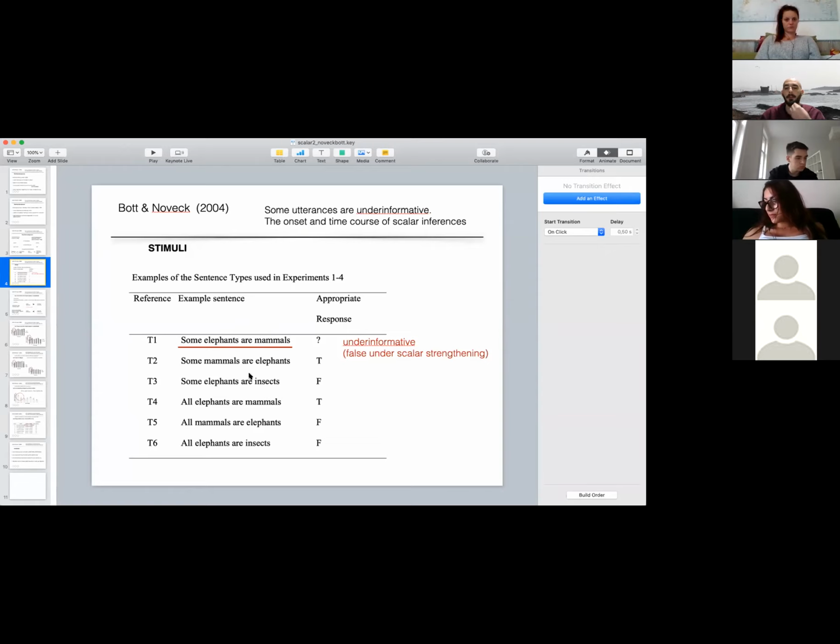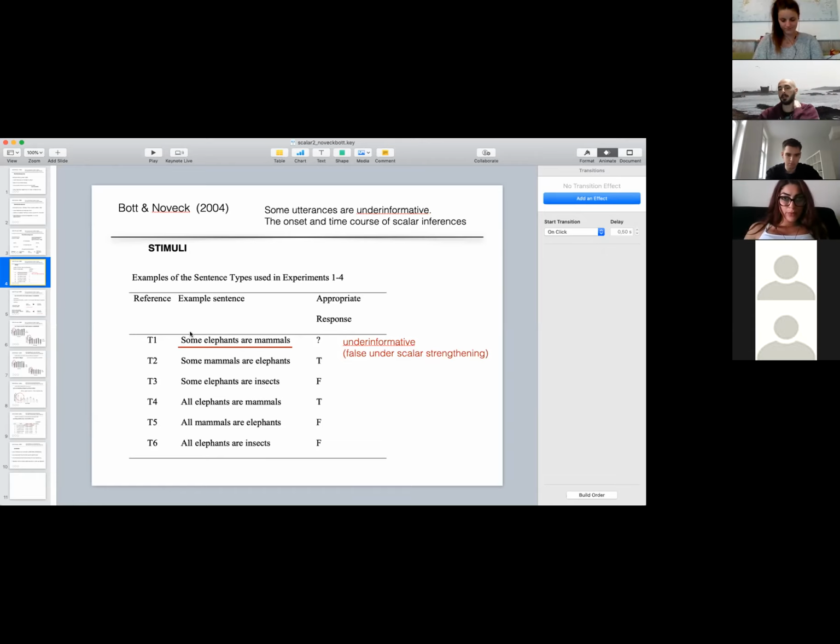And then they had appropriate controls, like "some mammals are elephants," this is right. "Some elephants are insects," this is false. "All elephants are mammals," this is right. "All mammals are elephants," this is false. "All elephants are insects," this is false. Okay, so they had all these control conditions in order to check that just by substituting "all" with "some," you wouldn't get strange effects, okay?